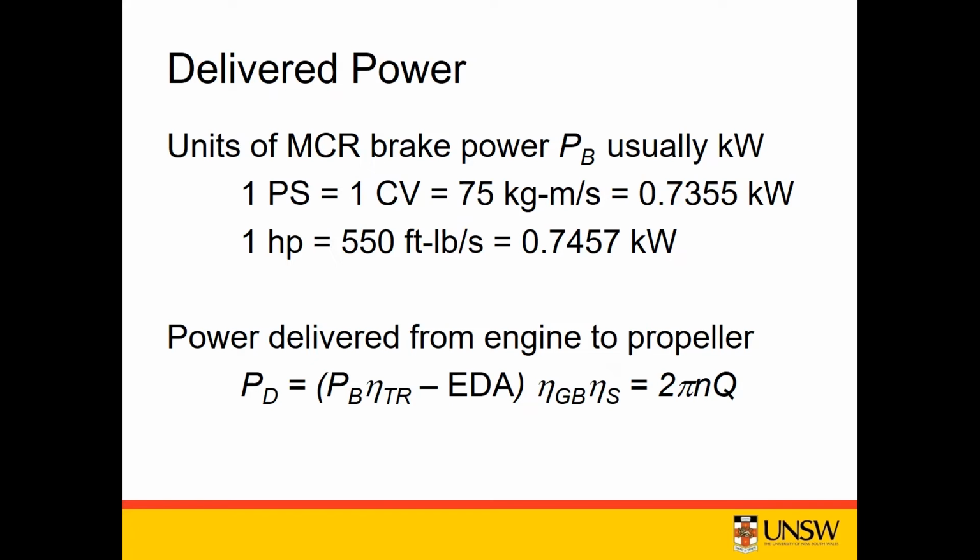Or if you have engines from English Electric or any of the British manufacturers, they're going to be in horsepower, which is 550 foot-pounds per second, or 0.7457 kilowatts.